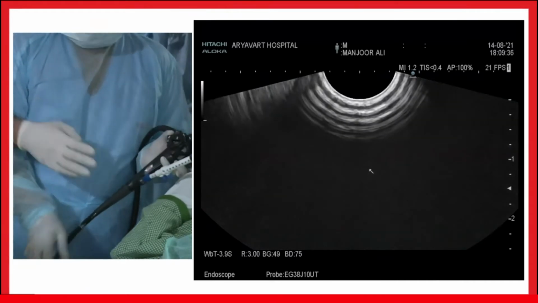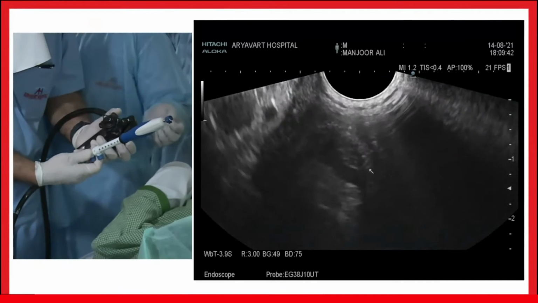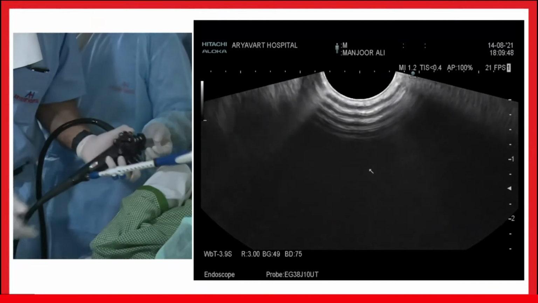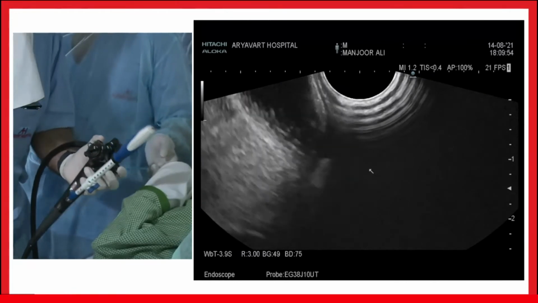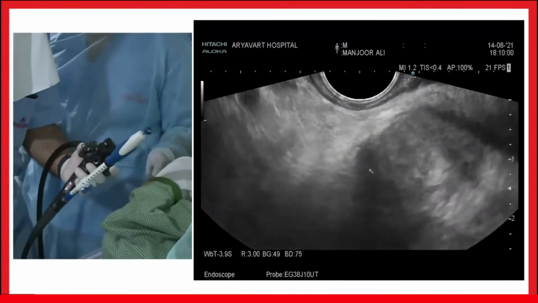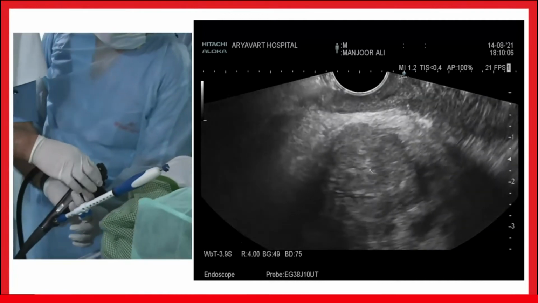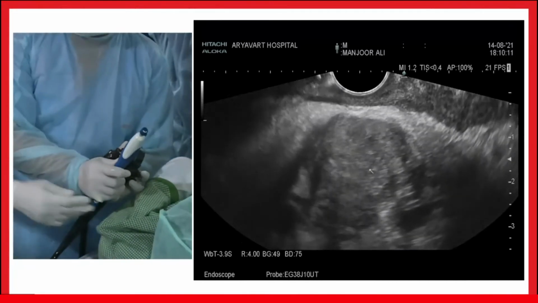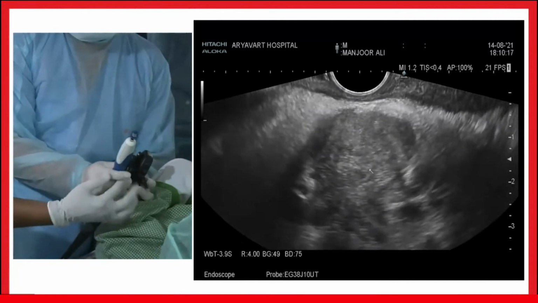Wait, let me take out the needle. The needle couldn't come out, so we are taking the scope back into the duodenum with the needle out. This is a little bit tricky, but we are now back. The needle has been taken out. You want it locked? Yes. This is locked, tightly felt. It's not moving.